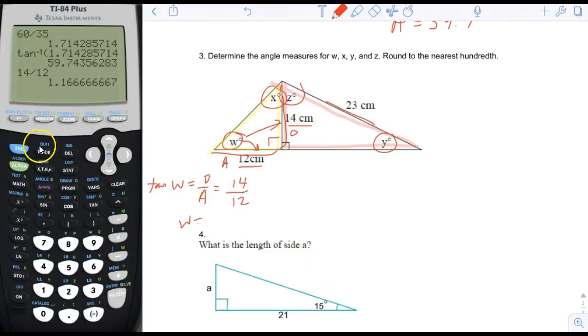1.17, and then I'm going to take the inverse tangent of that to find out what W is going to be. 49.4 degrees. Okay, that's what I think W is.